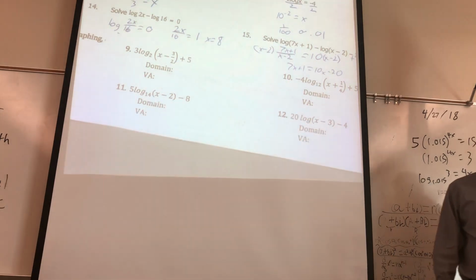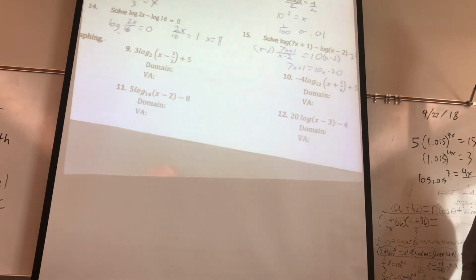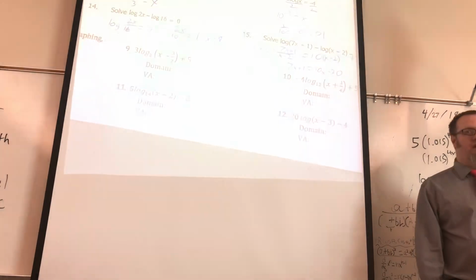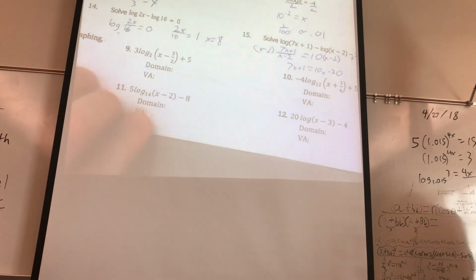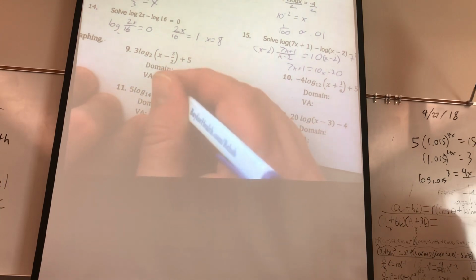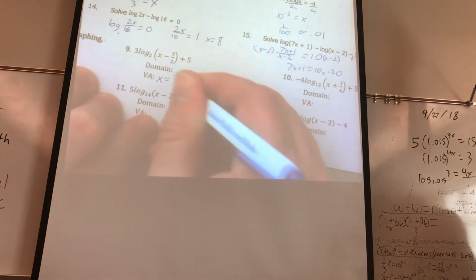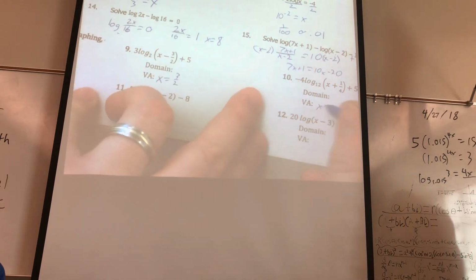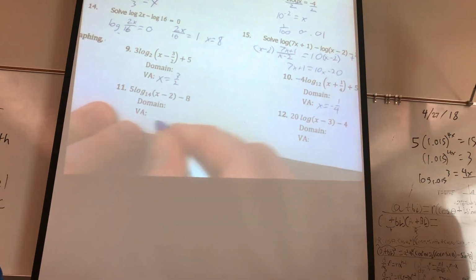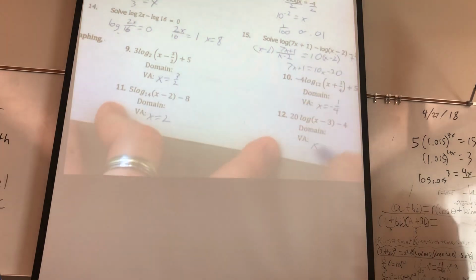On all of these where it's asking for the domain and the vertical asymptote, those two are related. That vertical asymptote is that c value or h value, whatever you want to call it. So my vertical asymptote here, x equals 3 over 2. It's what would make the parentheses into 0. X equals a negative 1/4, x equals 2, x equals 3.